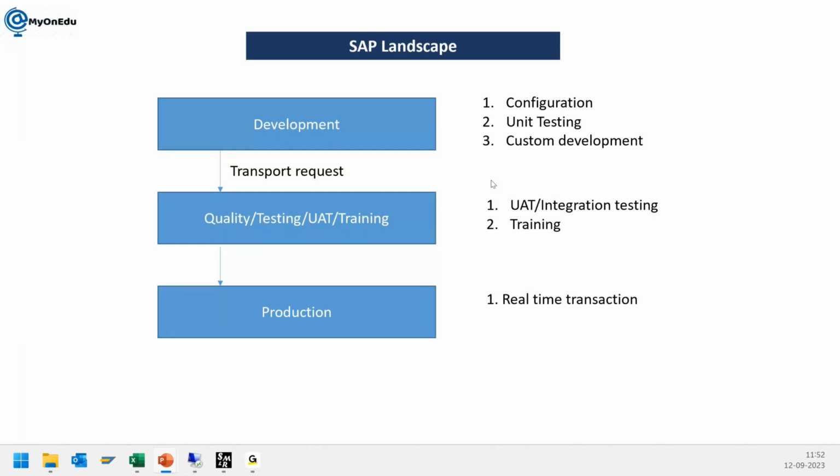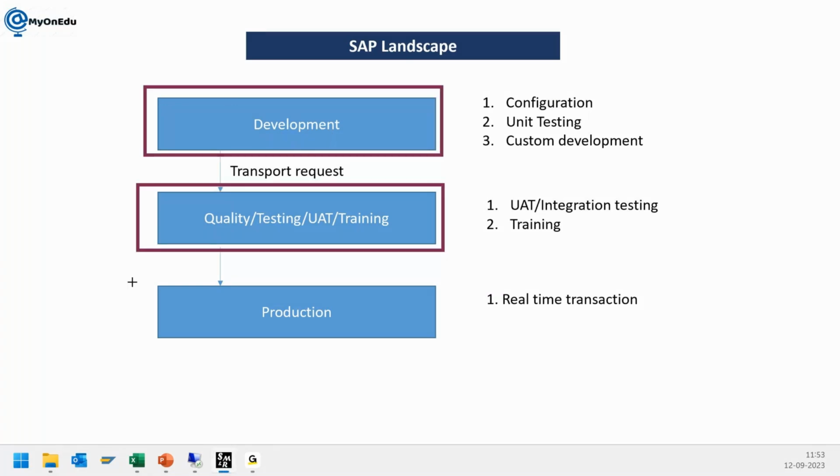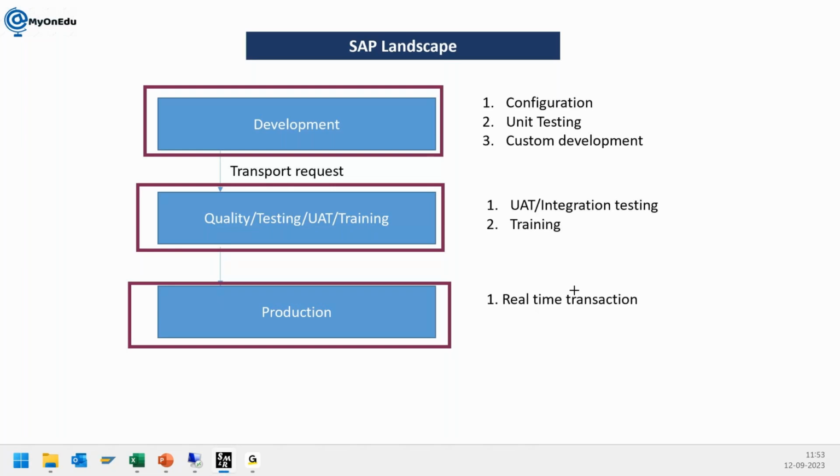We have different types of SAP systems. What do I mean by different types? We have three different SAP boxes, or three different SAP servers: development, quality, and production. Why am I explaining this landscape? As a functional consultant, you should know what the landscape looks like. Here in the training system, we have only one system, but in reality you will have three or more systems.